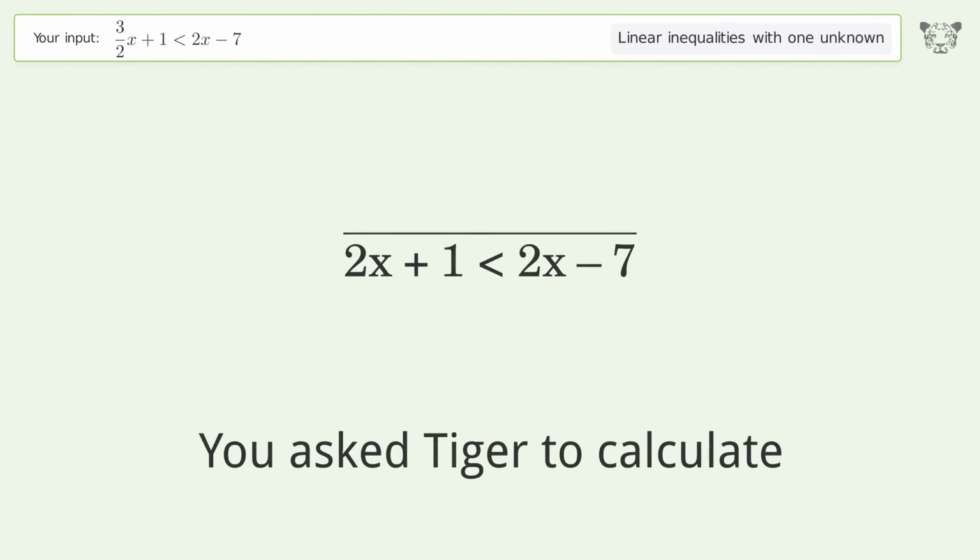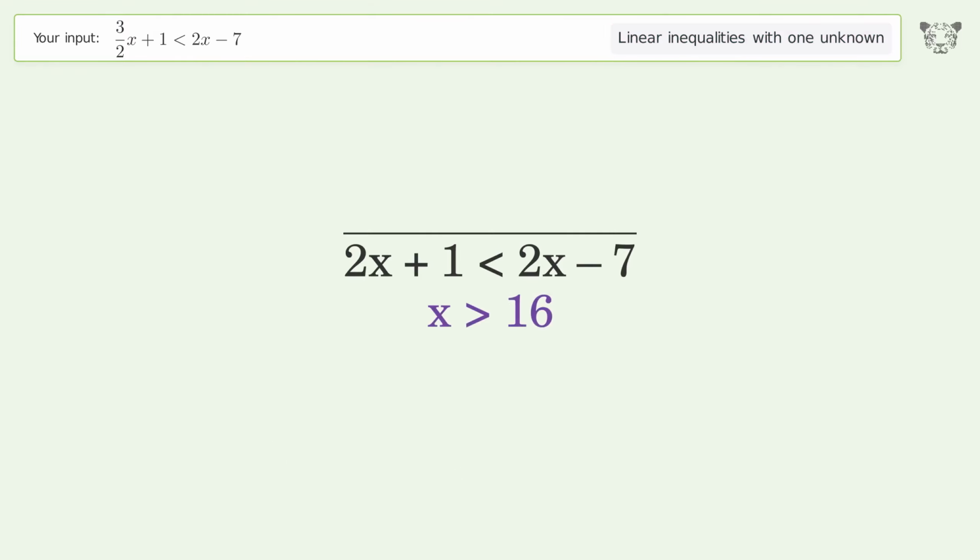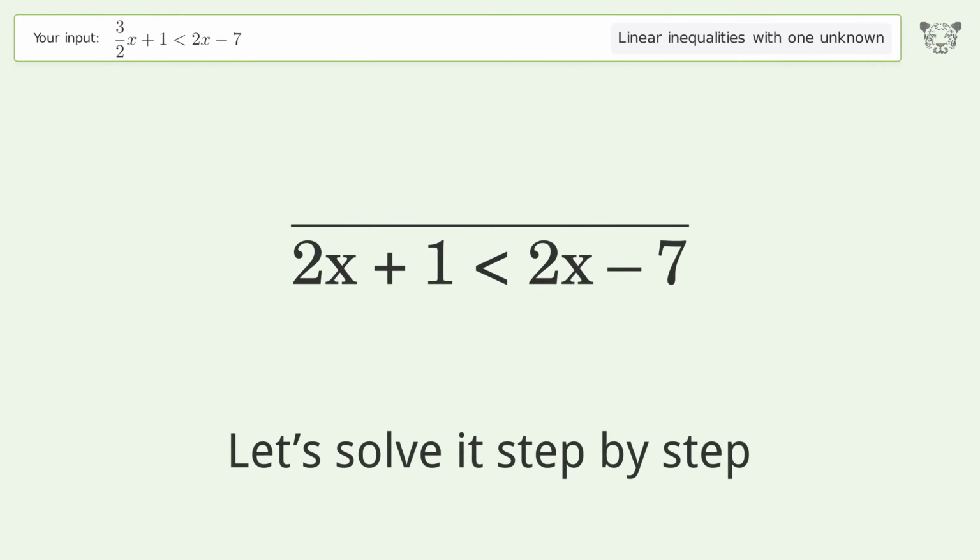You ask Tiger to calculate. This deals with linear inequalities with one unknown. The final result is x greater than 16. Let's solve it step by step.